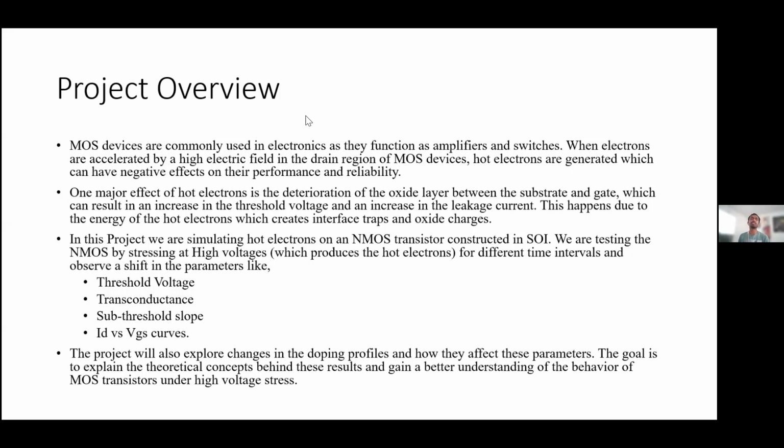This project helps us to simulate the hot electron effects, observe the change in parameters by stressing at different times, and observe its changes. We also observe the changes when there is a change in the source and drain doping, along with the different stress times.